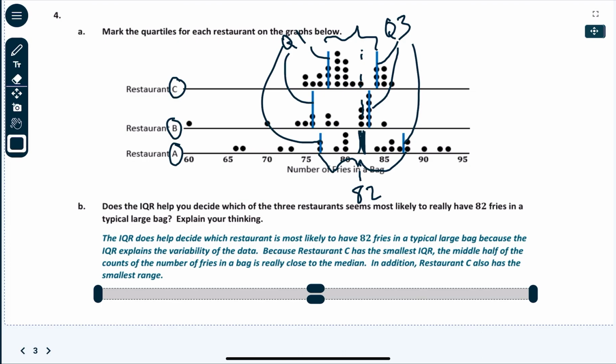I'm sorry, that's not it. Restaurant C here, it is close to the middle of the range, but it also has the smallest range. Okay, this is more varied here for restaurant A, so that's the reason why they marked it out, because there's such a big variance there. We've got to remember, whenever we have a smaller, less variability, we're going to have more accurate answers.